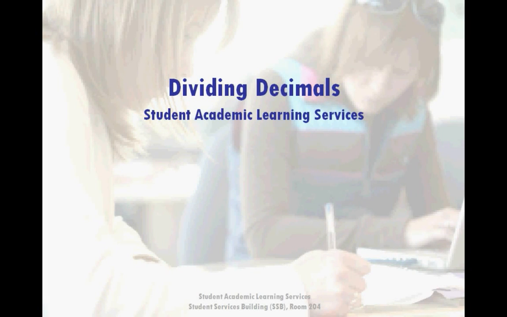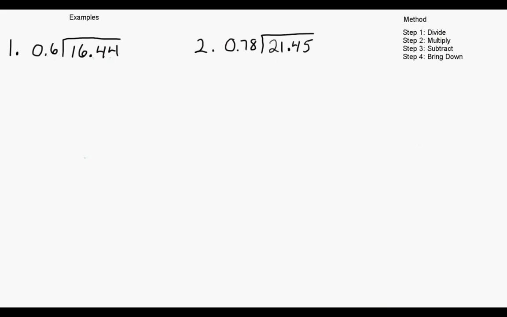In this video, we're going to look at how to divide a decimal number by another decimal number. On the left-hand side of the screen, we have our examples, and on the right-hand side, we have our method of divide, multiply, subtract, and bring down. Okay, so our first example is 0.6 divided into 16.44.